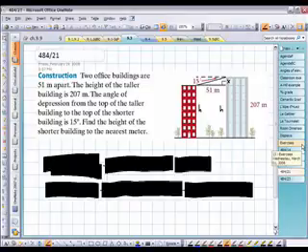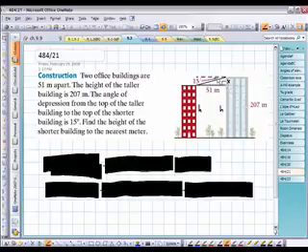So in this case, a little trickier. Two office buildings are 51 meters apart. The height of the taller building is 207. The angle of elevation from the top of the taller building to the top of the shorter is 15 degrees. Find the height of the shorter building. Okay, so the idea is that the height of the shorter one, we're going to call that h. So that means this is h over here as well. We don't know what this is, so that's going to be x. But we do know that if you take this h and you add x, you're going to get 207.